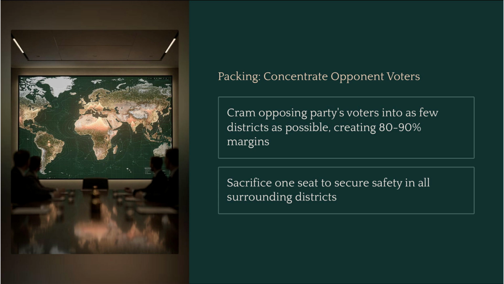By sacrificing that 1 seat, the mapmaker has cleared those voters out of the surrounding districts. This allows their own party to win all the neighboring seats with safe, comfortable margins. It is the strategy of containment.